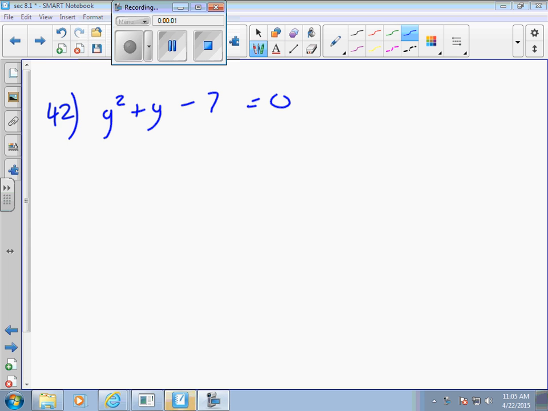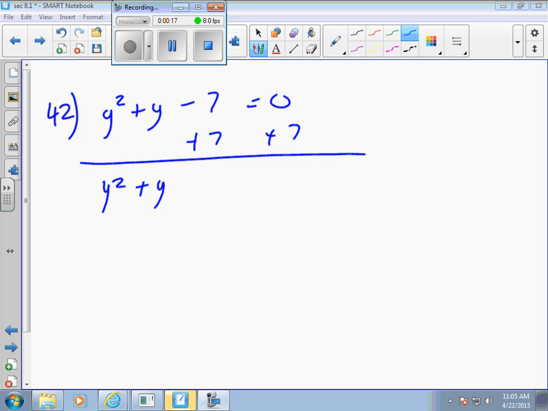We are on section 8.1, day 3 video, where we're completing the square. The first thing to do to complete our square is to move the constant to the other side. And I get y squared plus y equals 7.